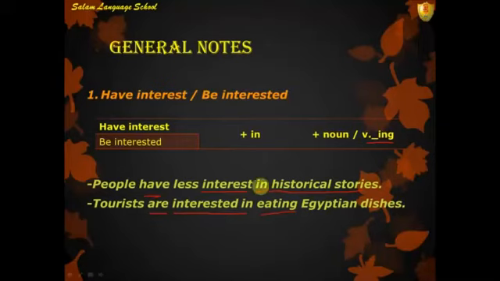Okay, what about using the first example, but if you have this sentence in a rewrite exercise and you have in the brackets, for example, be interested or are interested. So it will be people are interested in historical stories, for example. What about the second one? What if we want to use have interest? So it will be tourists have interest, more interest or less interest in eating Egyptian dishes.